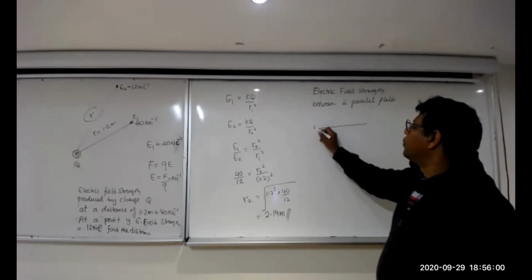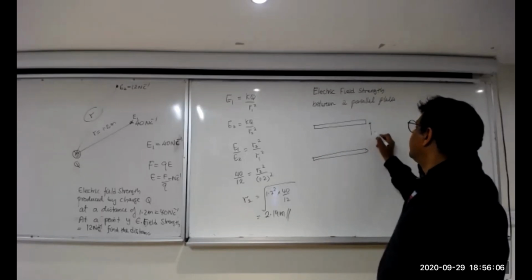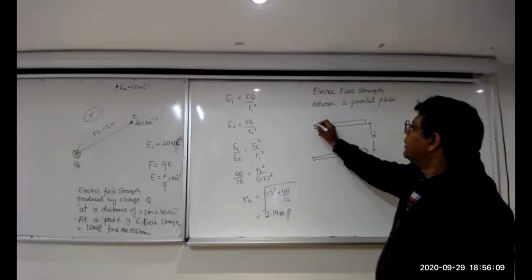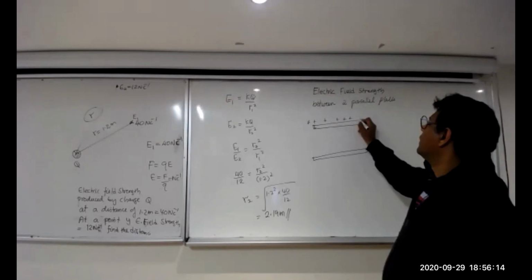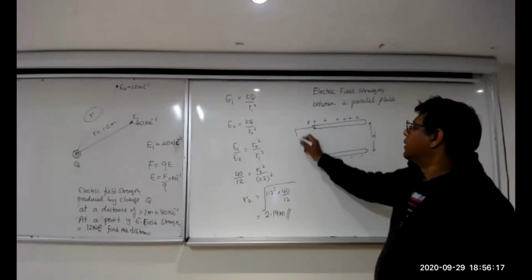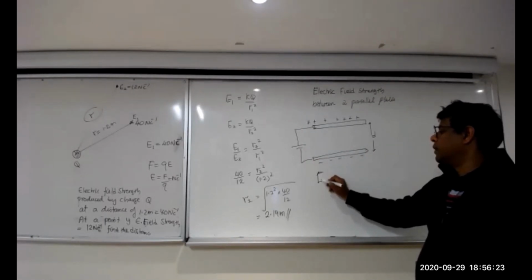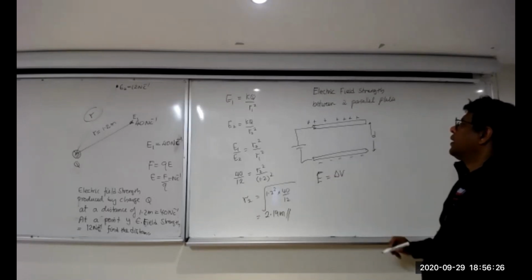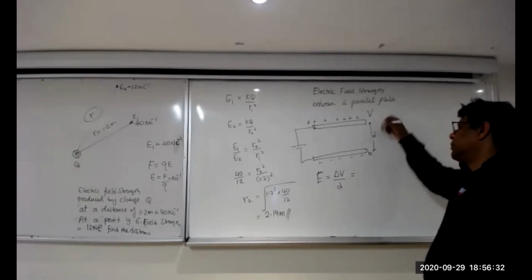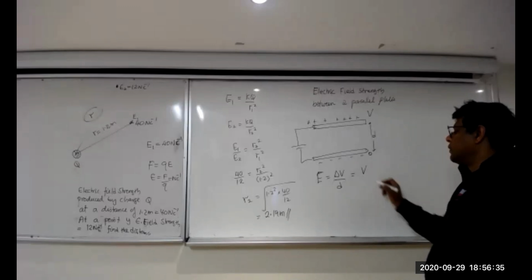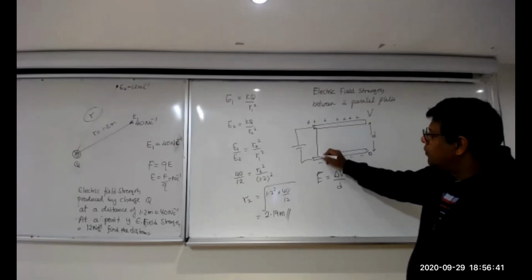So the electric field between two parallel plates, distance d. Let's say this is a high voltage. The electric field strength is given by the potential difference between that and that, divided by the distance. So the potential difference, treating this as 0, divided by d. The field lines, guys, are always going from positive to negative.